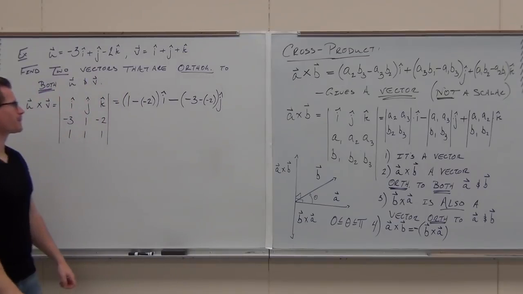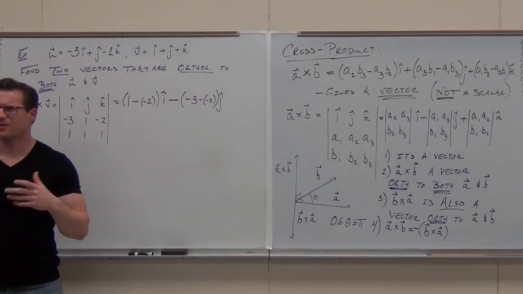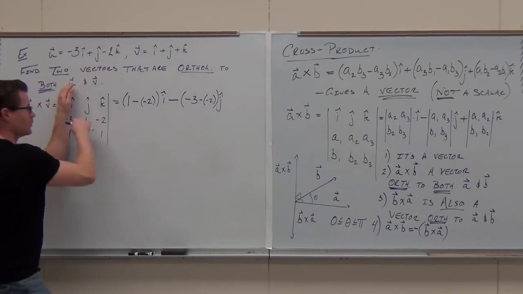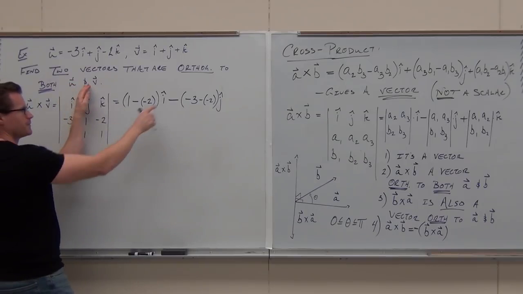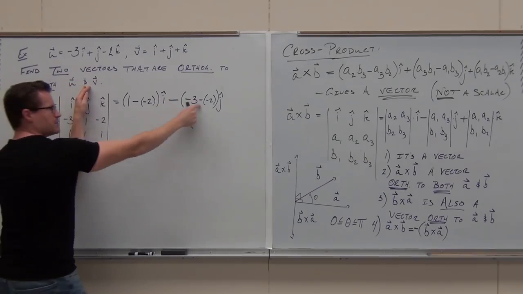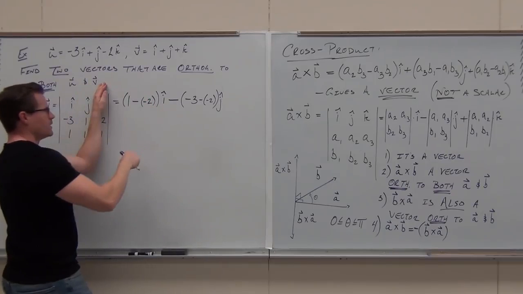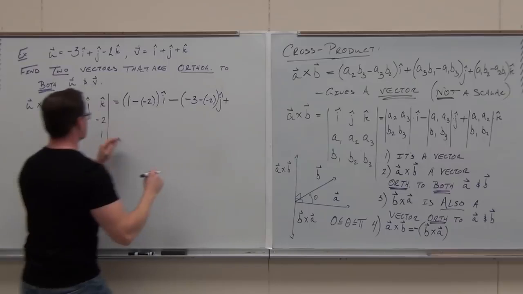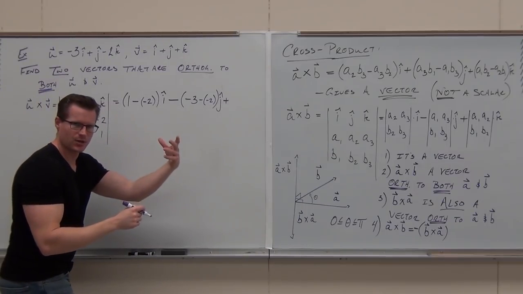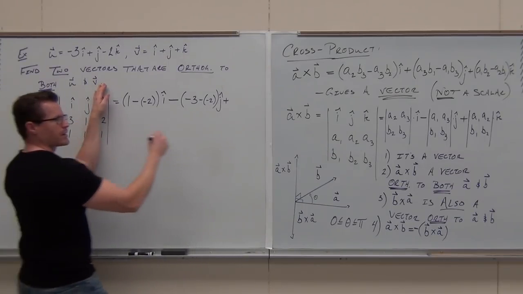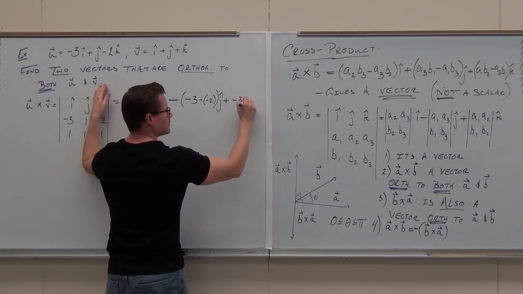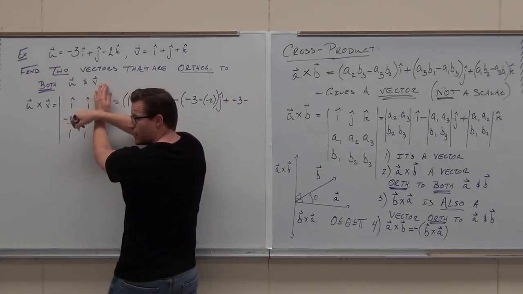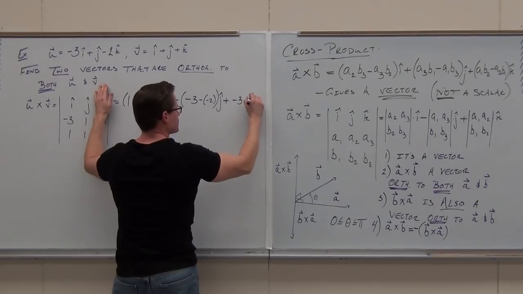J. Let's make sure I got it right, because there's a lot going on. 1 minus -2. Got it. Minus sign, cool. -3 minus -2. Got it. J. What's the next one, a plus or a minus? Plus. If I want the K, I'm going to cover the column with a K in it. What do I write down? -2. Good. -3. Awesome. -1.